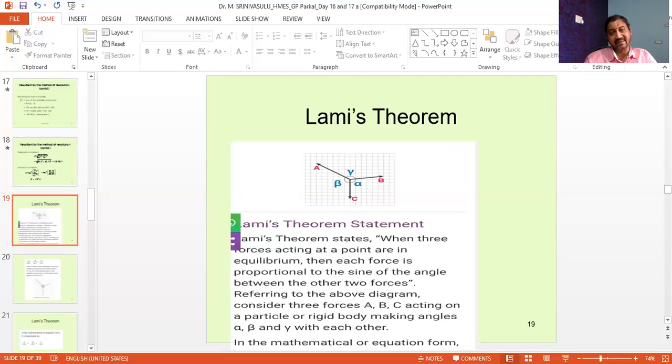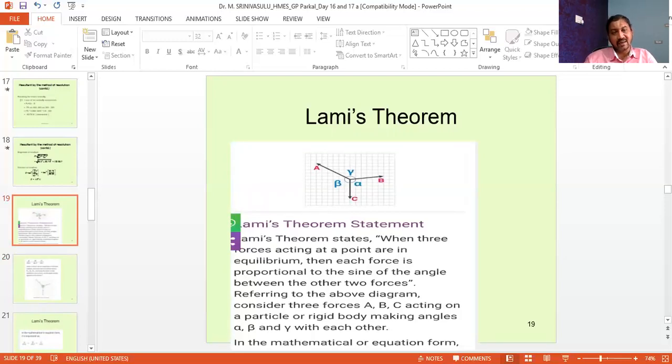The first example is, we can say three dead weights are hung from three threads, and the threads are meeting at a point. So in that case also we are able to use Lami's equation to find the tensions in the strings when the dead weight and the opposite angle are known, like that.